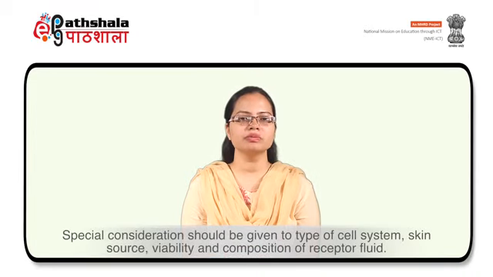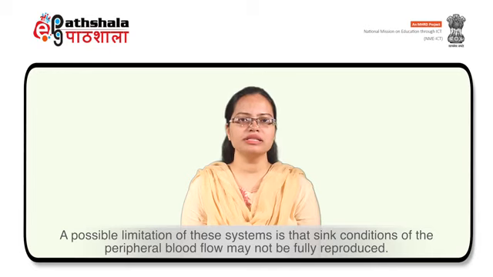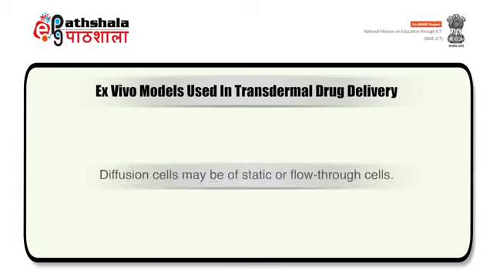Special consideration should be given to type of cell system, skin source, viability, and composition of the receptor fluid. A possible limitation of these systems is that the skin conditions of the peripheral blood flow may not be fully reproduced. According to the protocol, the test substance in an appropriate formulation is applied to the skin surface, which is mounted as a barrier between the donor compartment and the receptor compartment of a diffusion cell. Diffusion cells may be of static or flow-through cells.